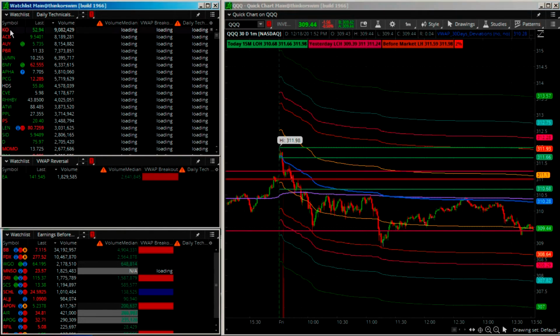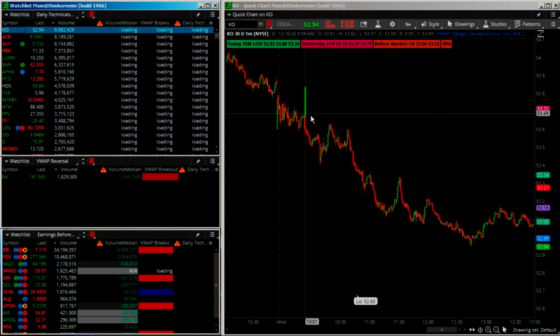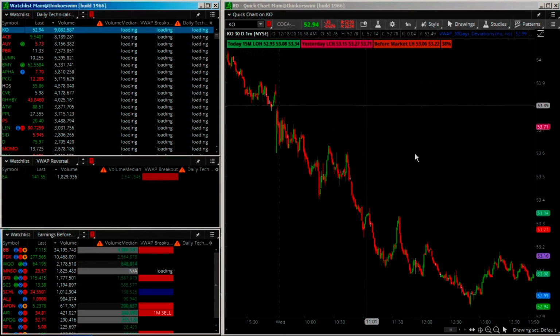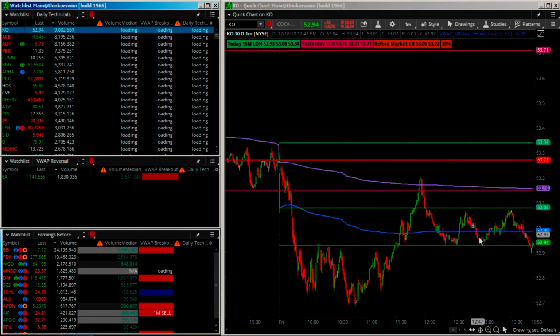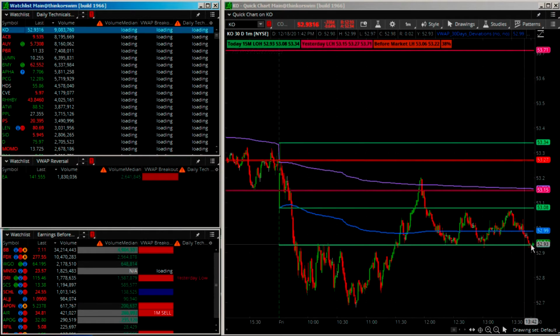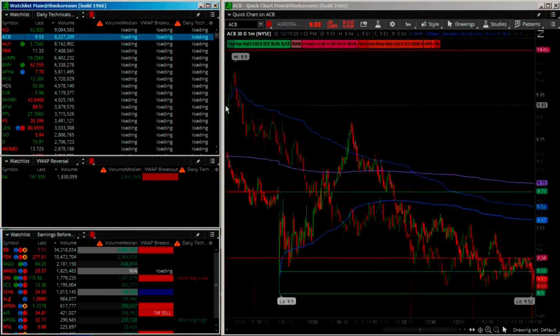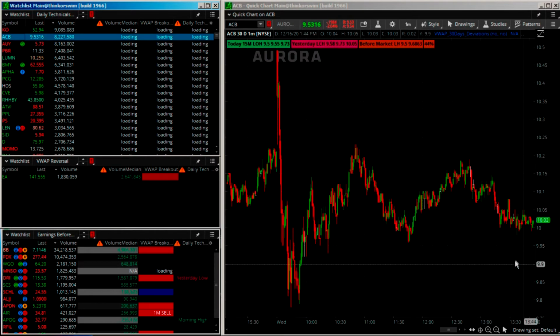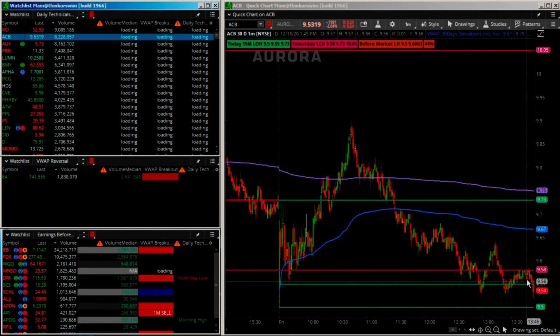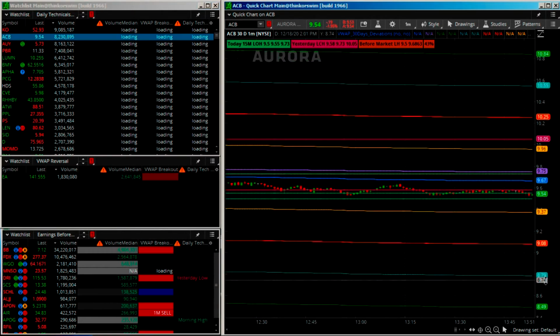So let's go to KO, Coca-Cola. As you can see, once the chart loads, you see it's currently crossing the morning low. And once the watch list finishes populating the last column over here, we should see the morning lows appearing over here. Let's do another one, ACB. We just crossed the open of today downwards. See over here, I'll just zoom in a little bit more.